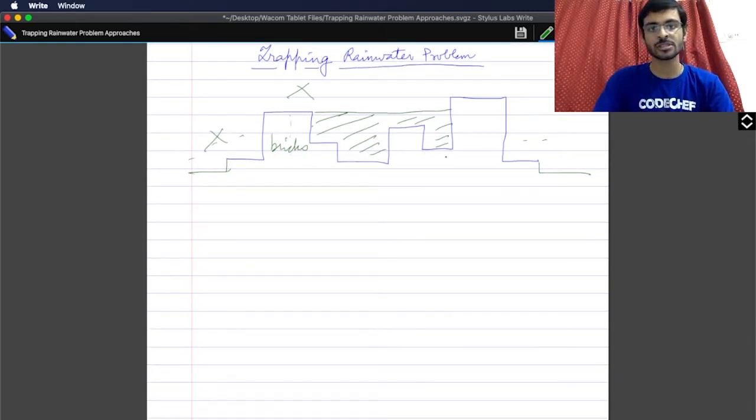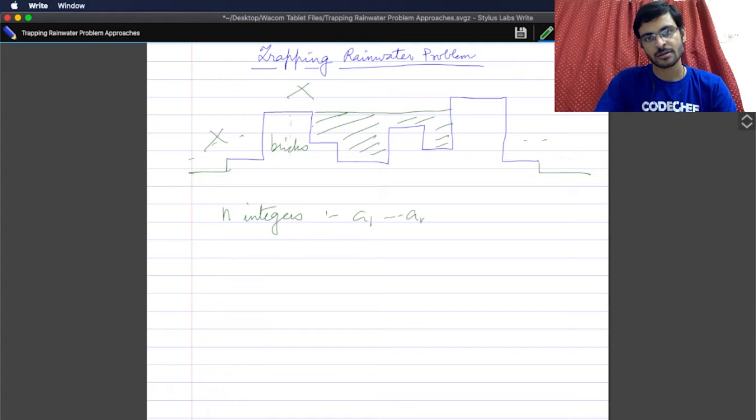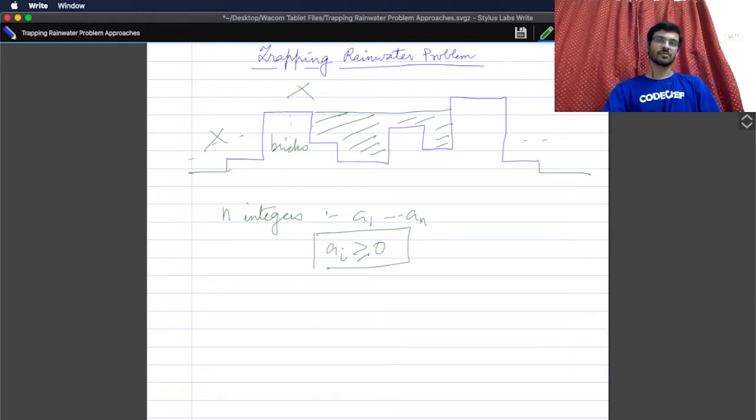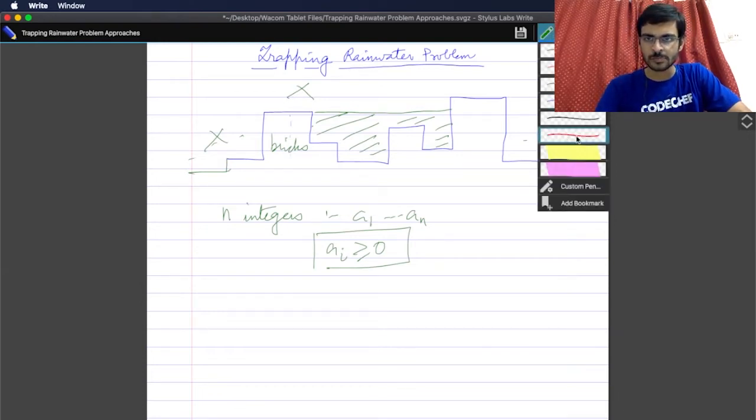The question is in this form: you have n non-negative integers, a1 to an, and all the ai's are greater than or equal to 0. From here we have to say how much water we can store in total. If a simple question is asked to you, just focus on this part.